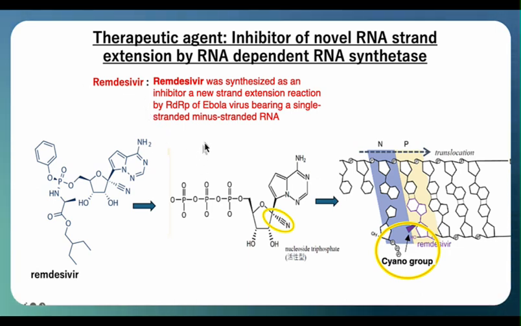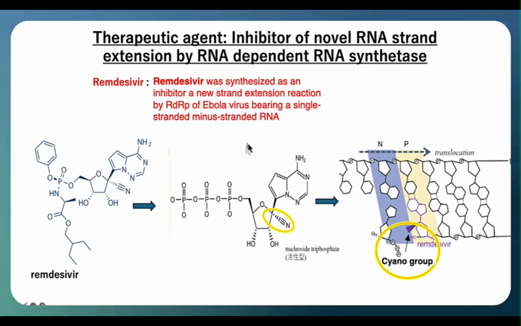Remdesivir was originally developed as a treatment for Ebola virus. The Ebola virus has a single-stranded negative sense RNA genome. Remdesivir was developed as a drug that inhibits the strand elongation reaction by the RNA-dependent RNA polymerase in this virus. Here is the structural formula of remdesivir.